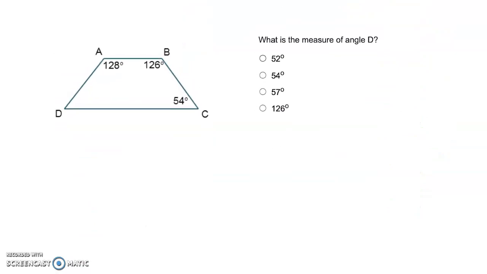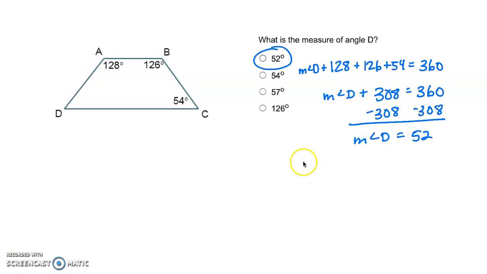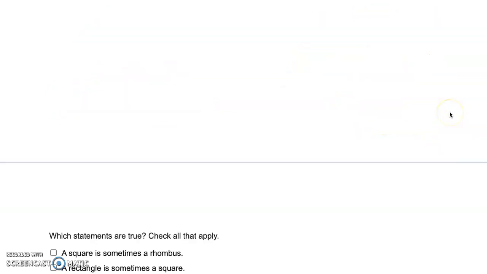So I want you to pause the video and try this one on your own using that same method we just talked about. Okay, check your work. You should have got 52. The other thing you can do is if you have three angles, you can just say 360 minus 128 minus 126 minus 54, and whatever's left is the answer. You don't have to add those all together first.